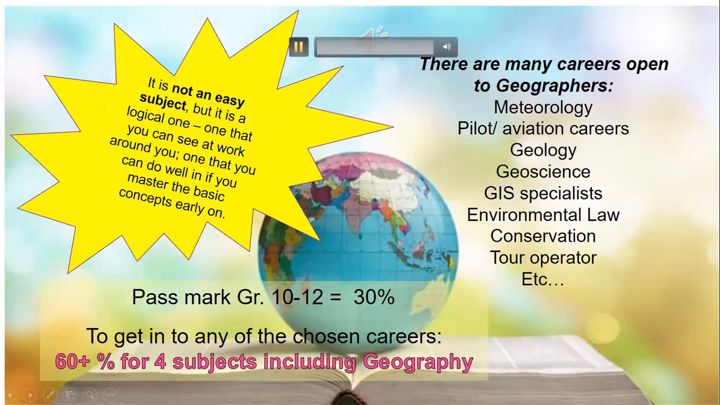What is important to note is that geography is not an easy subject, but it is a logical one. You can see geography at work around you, whether it be the science part of it, the earth science part, or the humanities aspect of it. You can see how the weather changes. You can see what the world looks like in terms of its topography, the mountains, the rivers, the valleys, all of that. And you can see population growth, you can see what happens in the world in terms of the economics, trade, all of that. So it's something that is very accessible in terms of real life and relevant information.